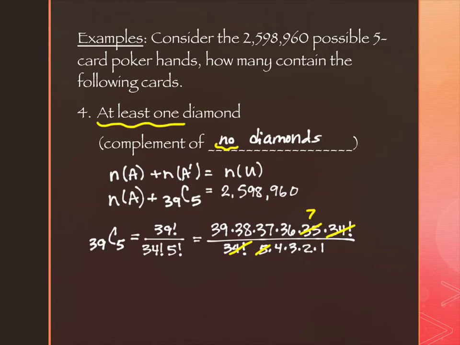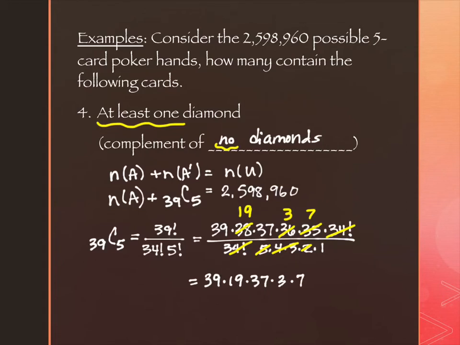We could do 4 and 3 and then make 12, and divide 36. So 4 times 3 is 12. 36 divided by 12 would be 3. Now what? 2 and 38. What's 38 divided by 2? 19. Lovely. So now we have 39 times 19 times 37, and then we had 3 and 7.